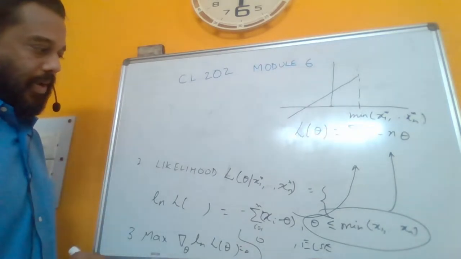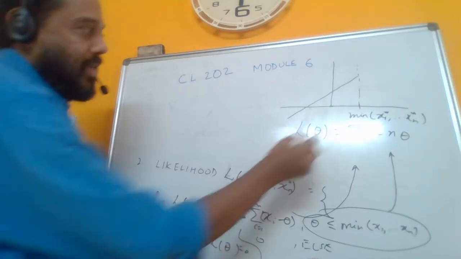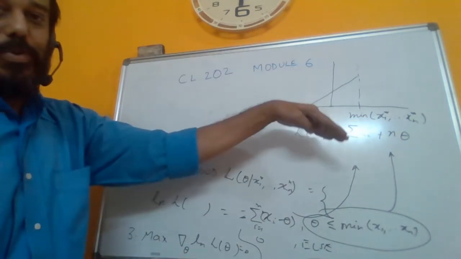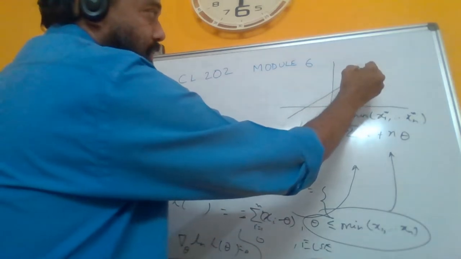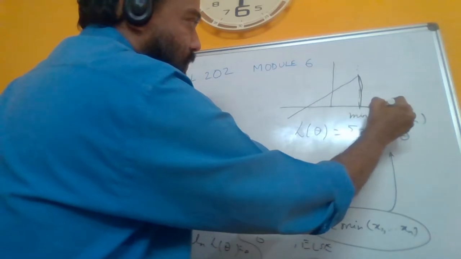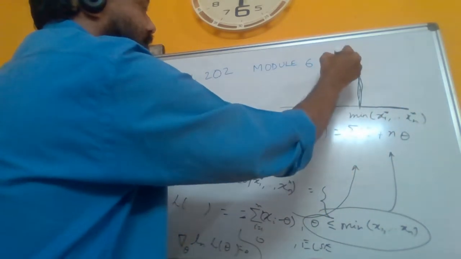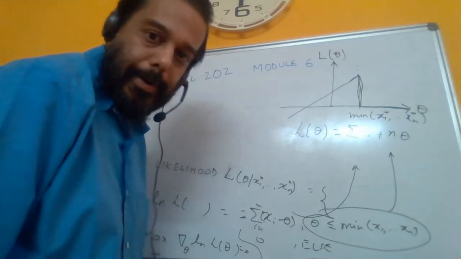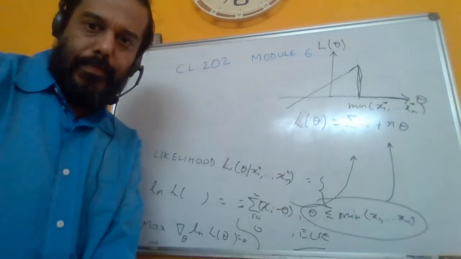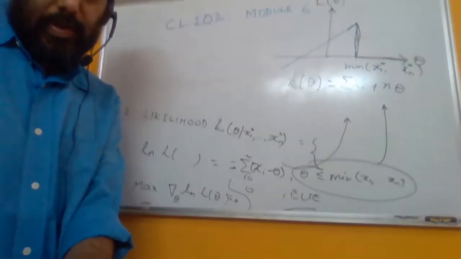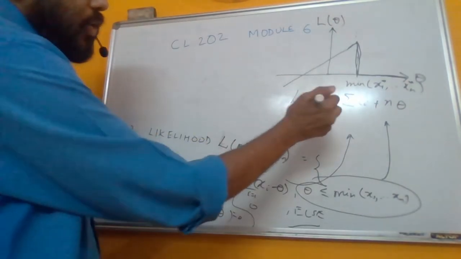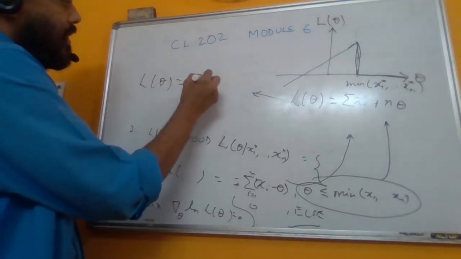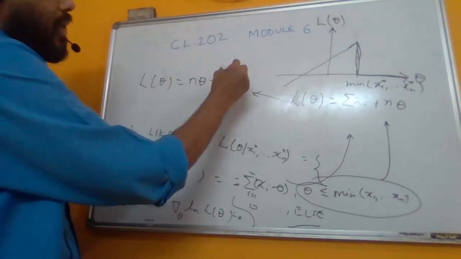I have to correct myself, because there was a negative sign here. This becomes minus and this becomes plus, so that the slope is positive. If I had not made that correction, the slope would have been negative. So it's a positive slope and this becomes zero after that. So this is your likelihood function, L of theta versus theta. I'll write this over here, maybe it'll be clearer. I've written L of theta is equal to n theta minus summation of xi star, and that is what I have plotted over here.